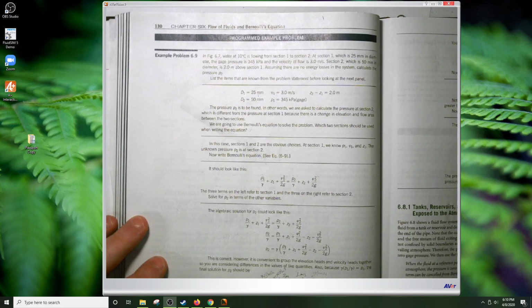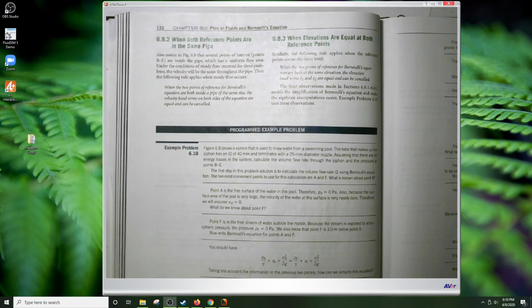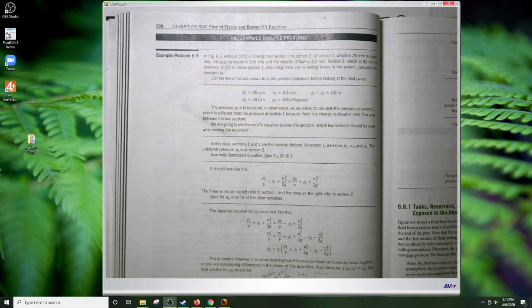I'm going to be doing another example for 6.10 to walk through that one. I think it's 6.10. I'm going to do that in another video, so this one doesn't get too long. Alright, so I'll be making another one, post that up here soon.